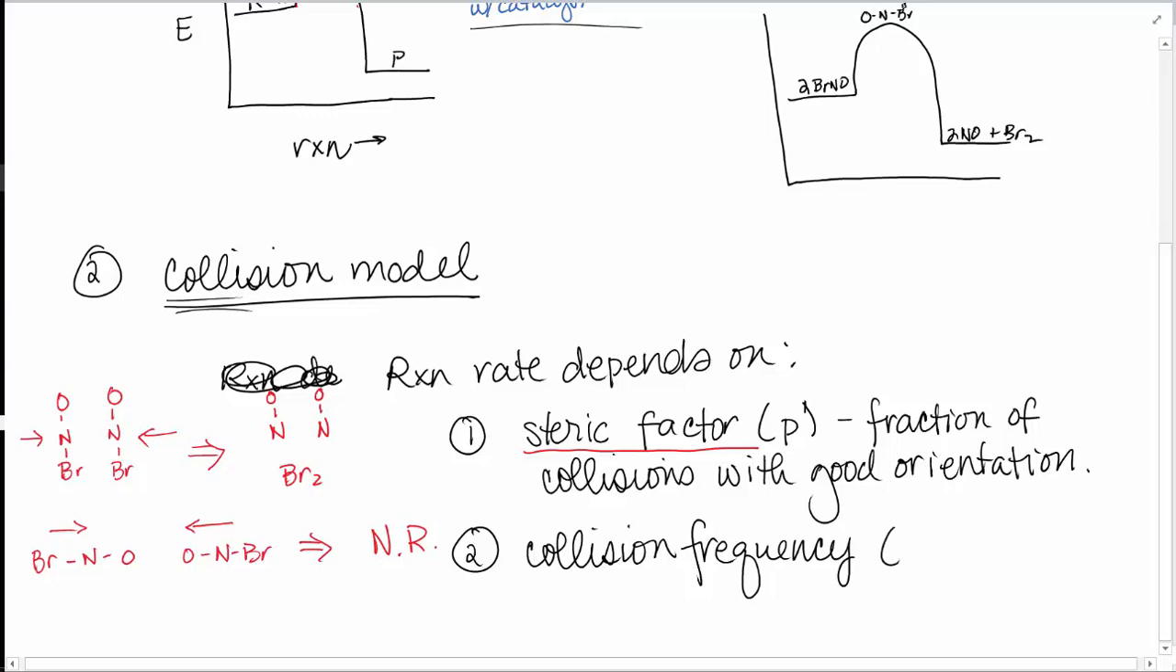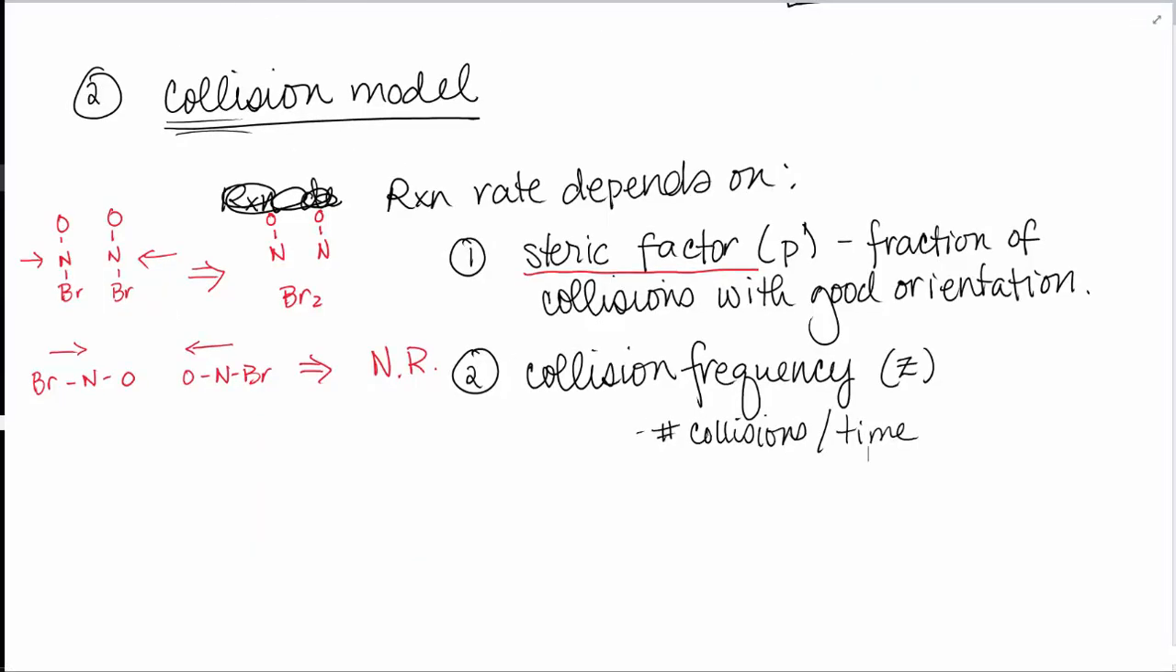Collision frequency is designated Z, and that's really just like, hey, are they hitting often enough? So this is the number of collisions in some given unit of time. And like we mentioned before in class, the more collisions you have, the more likely you're going to have a reaction, and so your reaction is going to go faster.